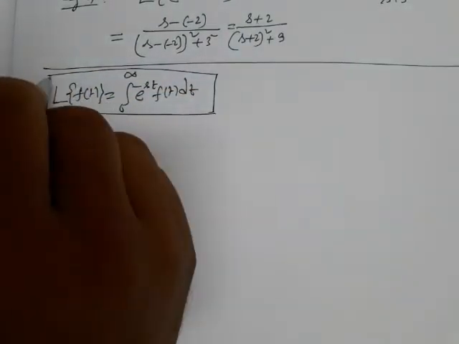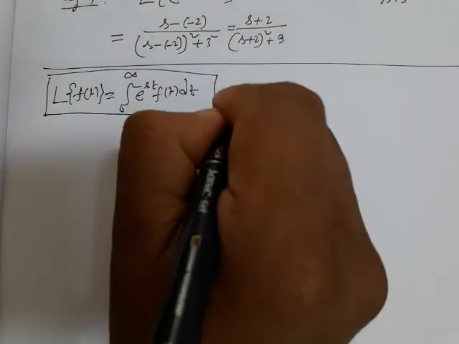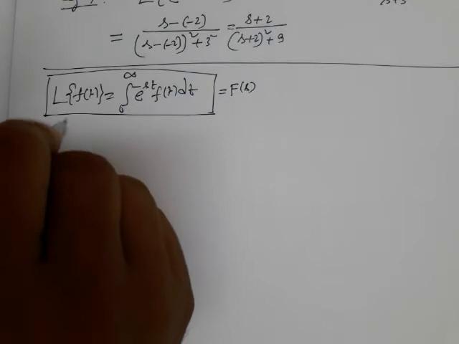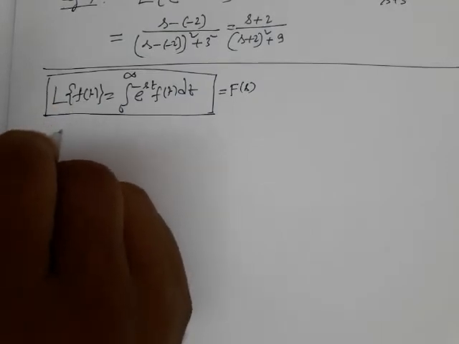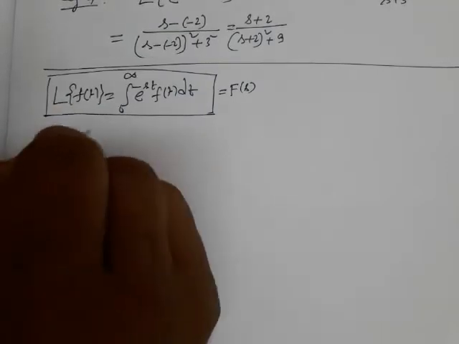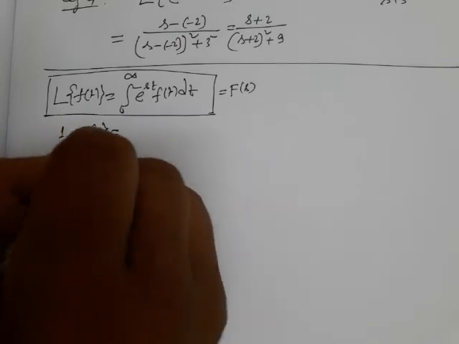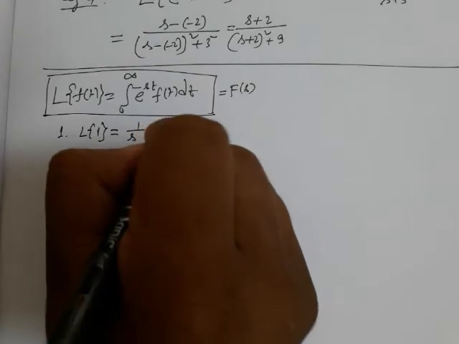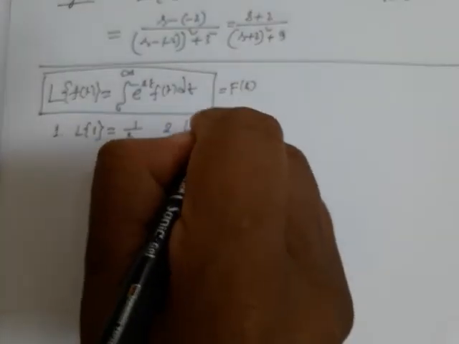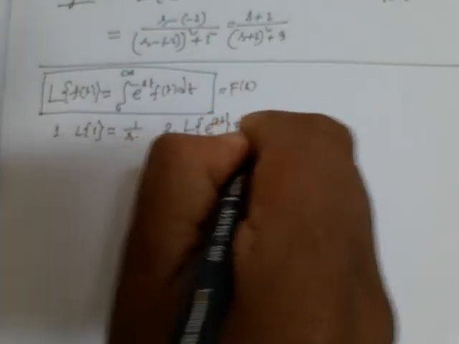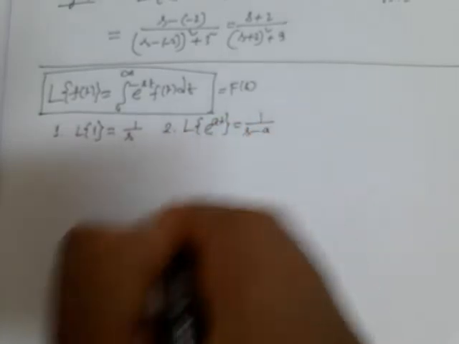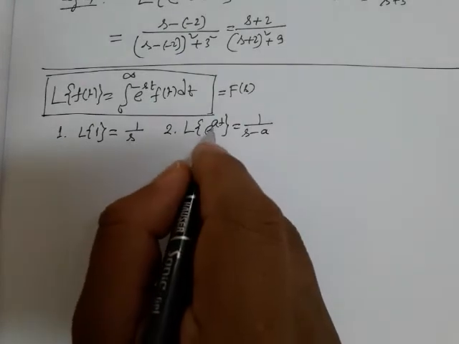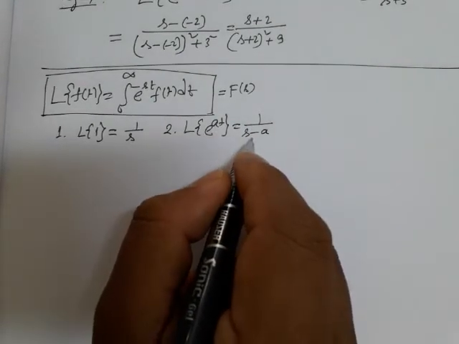Okay, so after integrating, what you will get? You will get this is a function of s. Okay, so now the formulas that we have learned for f of t are 7 formulas we have learned here. The first one is L of 1 equal to 1 by s. Next, second, L of e to the power at, very easy to remember, 1 by s minus a. Okay, so L of 1 is 1 by s, L of e to the power at is 1 by s minus a.